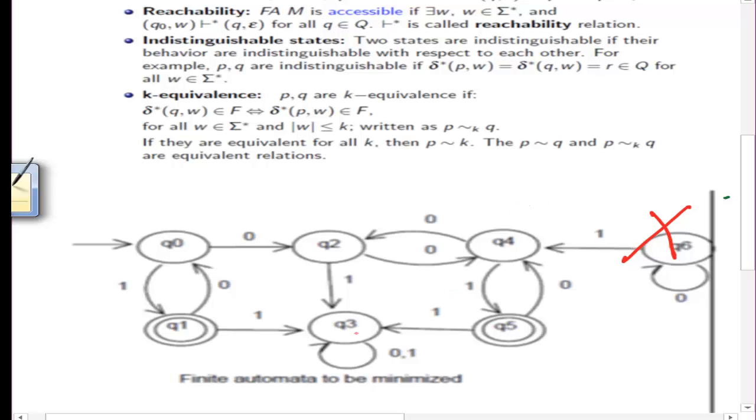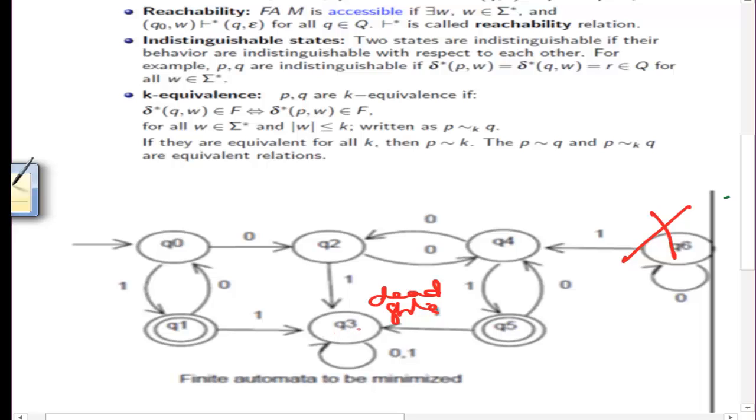Now what about Q3? If you see Q3, from Q2, if the input is 1, you go to Q3, and after that if it is 0 or 1, you stay in that state. From Q1, if you have 1, you go to Q3, and from Q5, if you have 1, you go to Q3. But Q3 will lead you to nothing, because it is a non-accepting state. If you are in this state and you take 0 and 1, you still stay in this state, so this is simply a dead state, because it leads you nowhere.